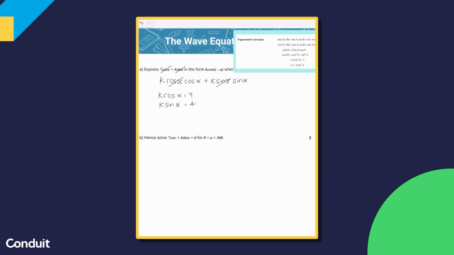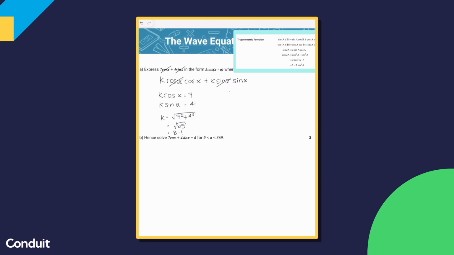Next thing I have to do is find my value for k, and to do that I'm going to be using Pythagoras. So k is equal to the square root of 7 squared plus 4 squared, which when I put in my calculator gives me the square root of 65, which is approximately 8.1, rounding to the nearest 1 decimal point.